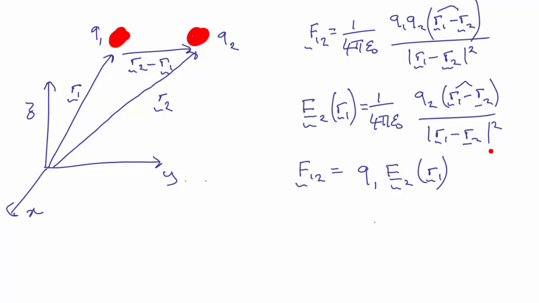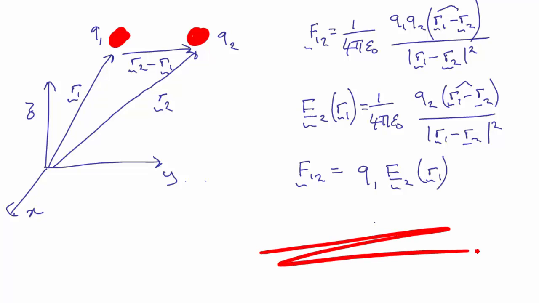And furthermore, the electric field decreases as the square of the distance between the charges. We can then rewrite our force law by multiplying the electric field by charge Q1. And this was the procedure that we adopted in our early development of electrostatics.